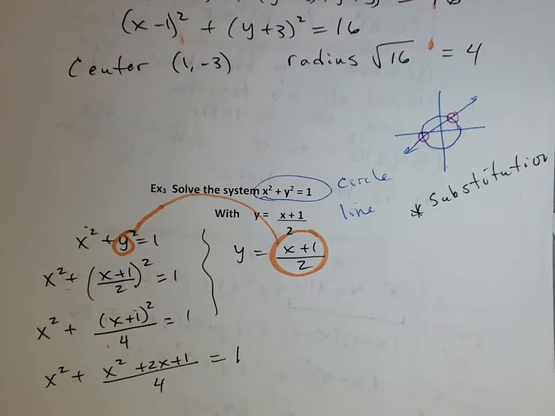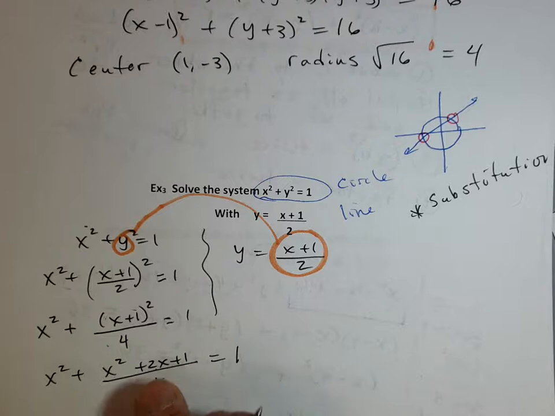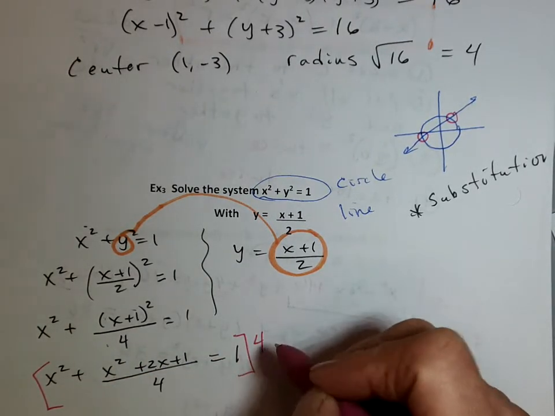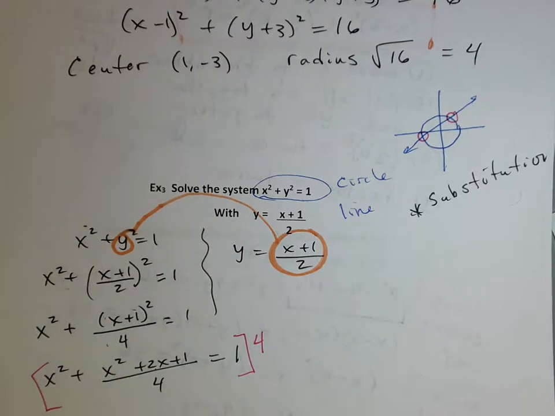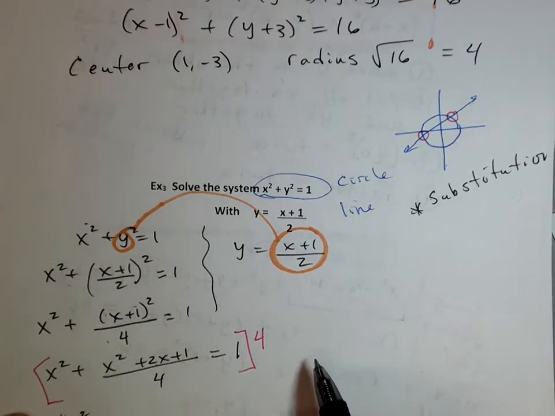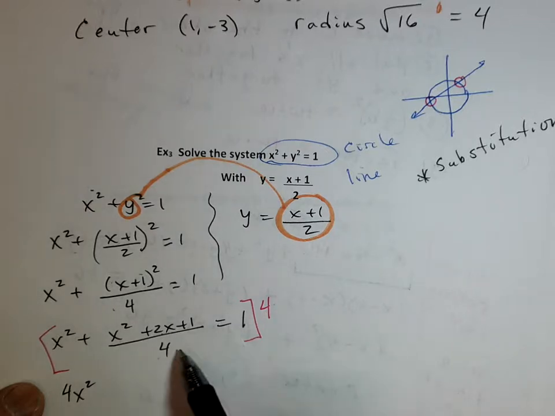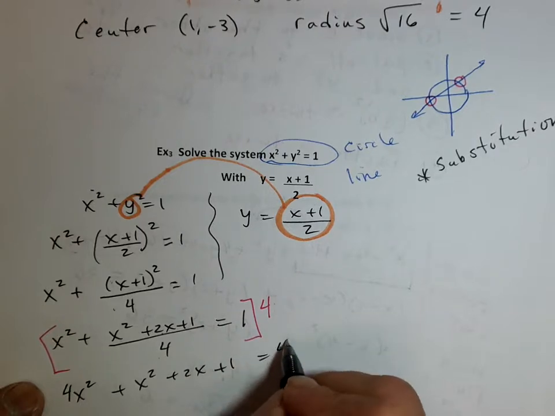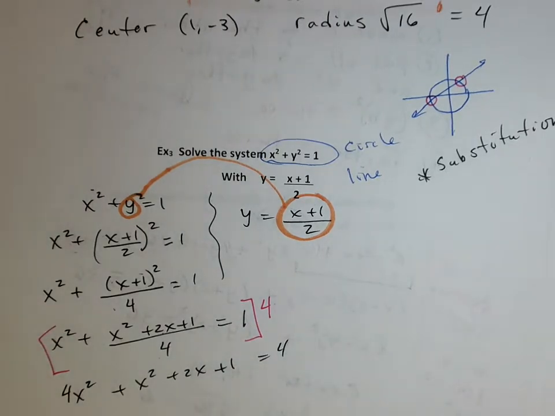Now, nobody likes fractions. Agreed? So what I'm going to do is get rid of the fraction by multiplying everything by 4. That's going to get rid of my fractions, and it's so much easier to deal with. Multiply by 4, I get 4x squared. This 4 and this 4 would cancel, so I'd have plus x squared plus 2x plus 1 equals 4.